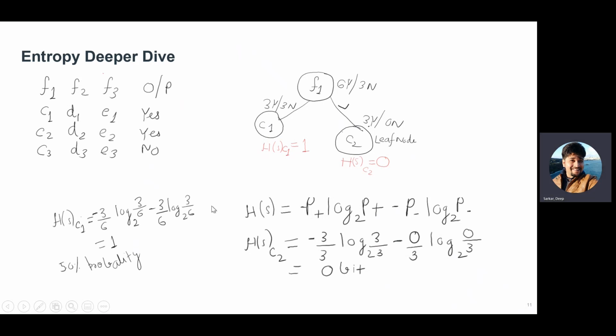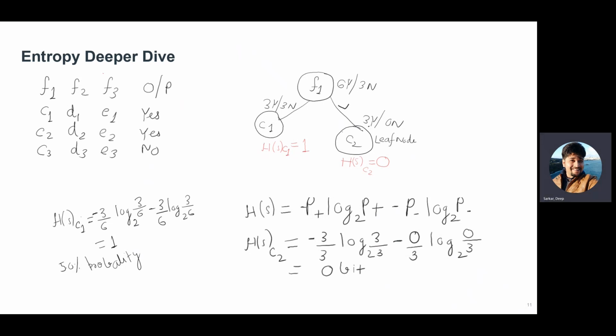Now for C1, if I quickly put this formula, you have 3 yes and 3 no's. So the probability of plus, that's nothing but the probability of being yes. What will be the probability of yes? It's nothing but 3 divided by 6, since the total number of events is 3 plus 3. That's 3 divided by 6 log to the base 2 of 3 divided by 6. Again, the probability of no would be the same, because you have 3 no's, so 3 divided by 6 log 2. Now, if we calculate this, it will be nothing but 1.